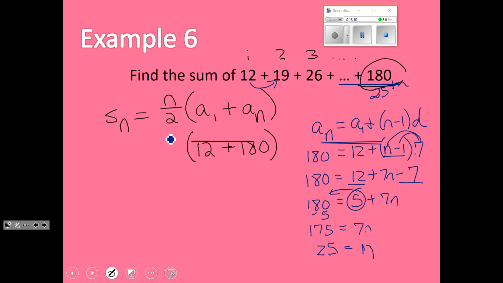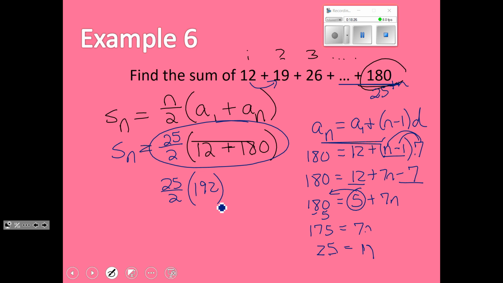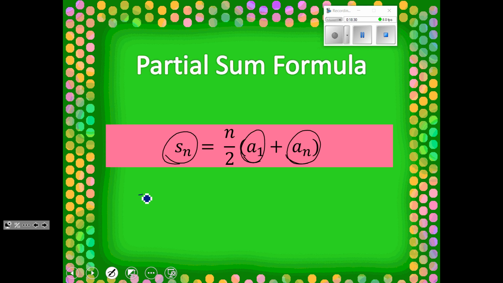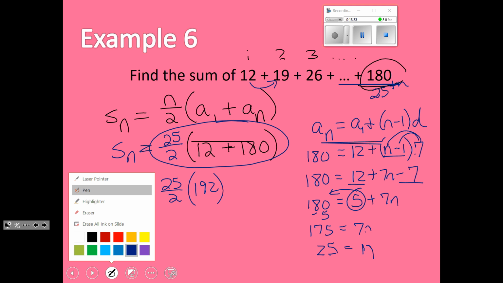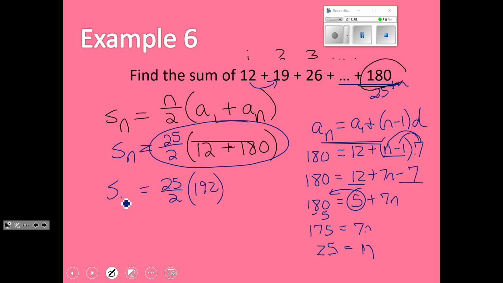Okay, so now I can go back in and plug in 25 for n. And now I can find the sum. So you can put this right in your calculator, or you can do it piece by piece. So this would be 192. Excuse me. Alright, so if we keep going with this, again, you can put this directly into your calculator if you wanted to. 25 divided by 2 times 192.